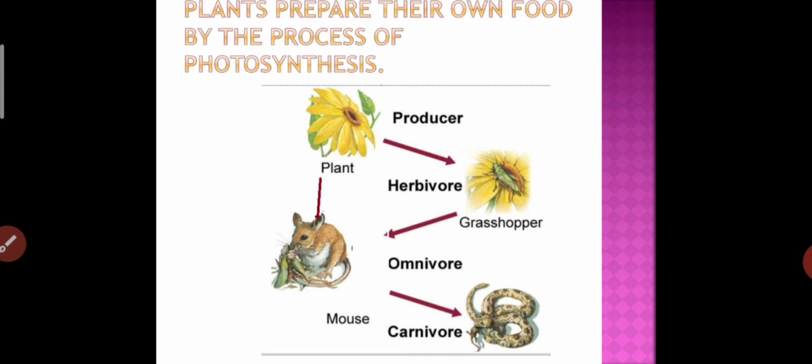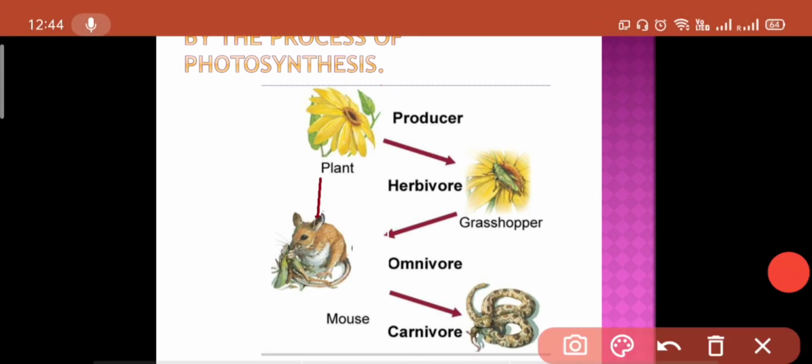And what about animals? Animals depend on plants for their food, either directly or indirectly. So some animals, like the grasshopper, feed on plants, and they are called herbivores. Those animals that eat plants are called herbivores.